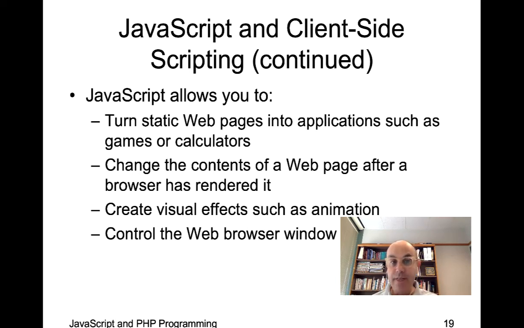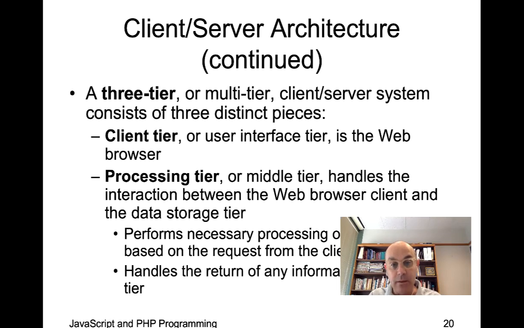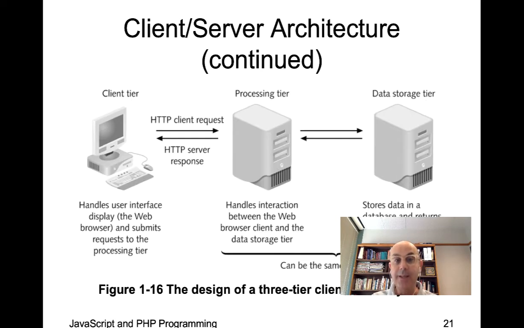And one of the things that JavaScript is really good at is creating visual effects such as animation, again, to make the experience more entertaining and not just flat. Another type of structure that is often used is three tiers, which means there is a client tier, there is the processing tier, and there is the data storage.